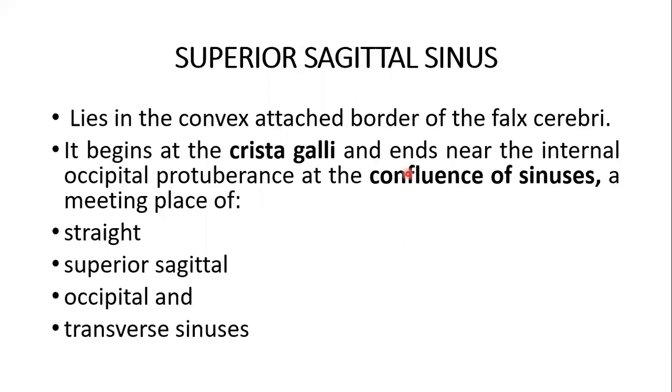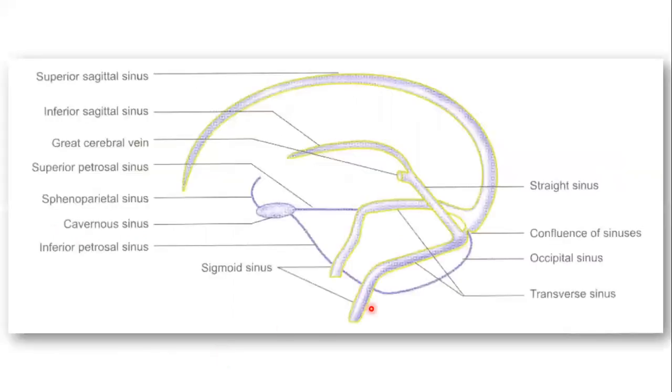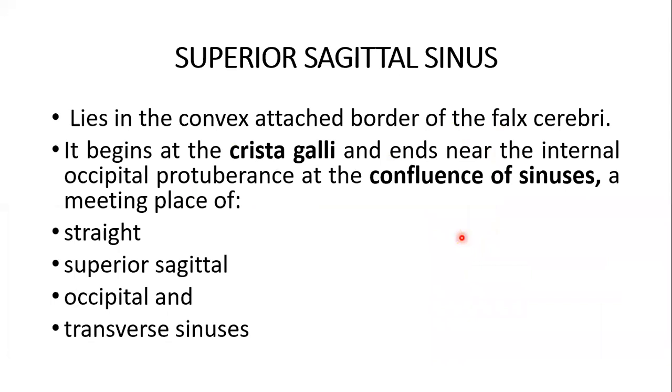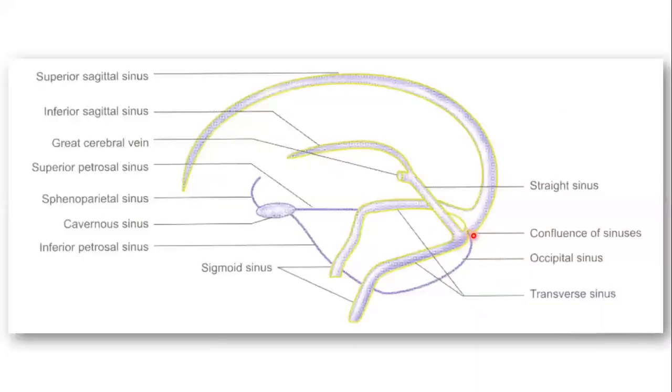And I've already told you, the confluence of the sinuses is where four sinuses meet: the straight sinus, superior sagittal sinus, occipital sinus, and the transverse sinuses, right? Told you already. This is the confluence. These four sinuses are meeting over here. This is the point I told you already. So this is the straight, superior sagittal, occipital, and transverse sinus. This is the confluence.